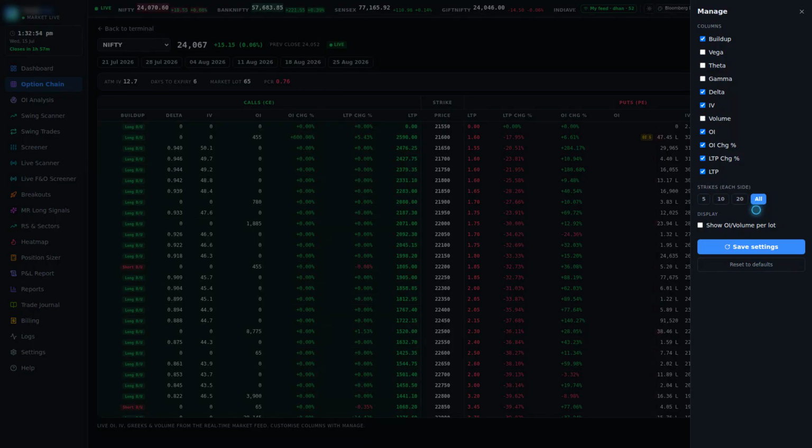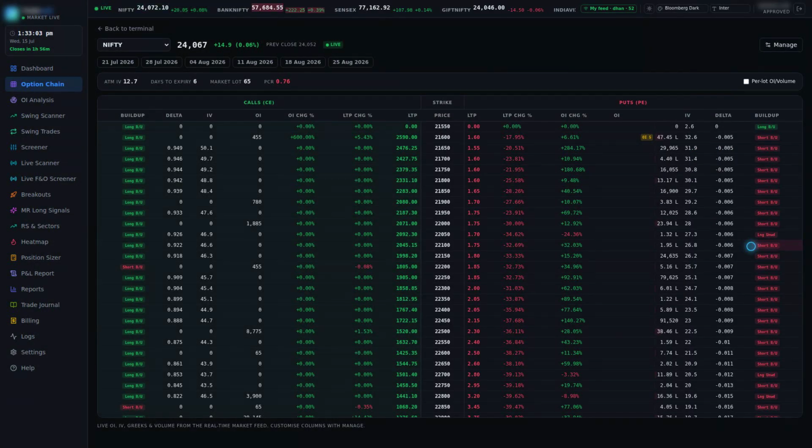One last control, this little checkbox, per lot OI and volume. By default, open interest and volume are shown in raw units, lakhs and crores of shares, which is hard to feel. I'll tick the box and every OI and volume number converts into lots, the unit you actually trade in. Now when a strike reads, say, 2000 lots of open interest, that's 2000 contracts someone is holding, a number that means something to a trader. A small toggle, but it turns abstract share counts into positions you can reason about.